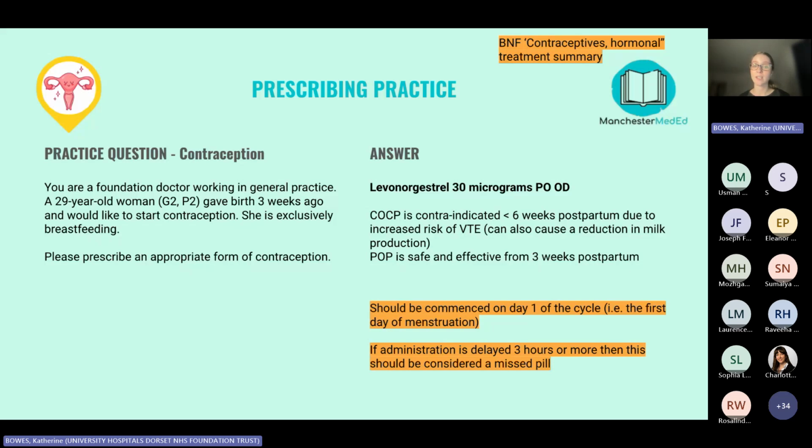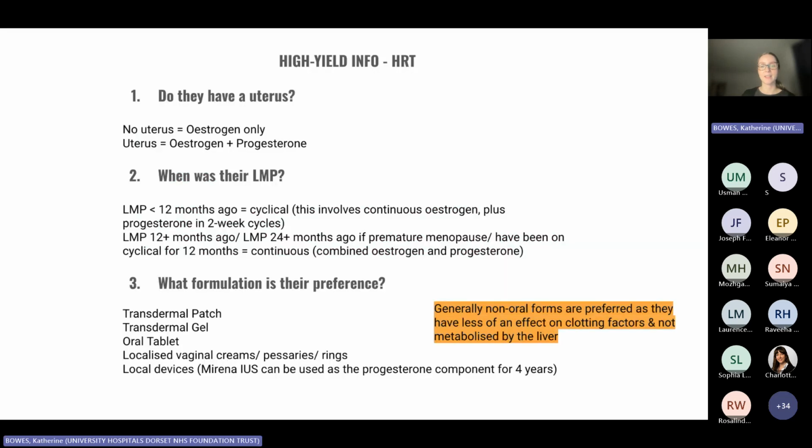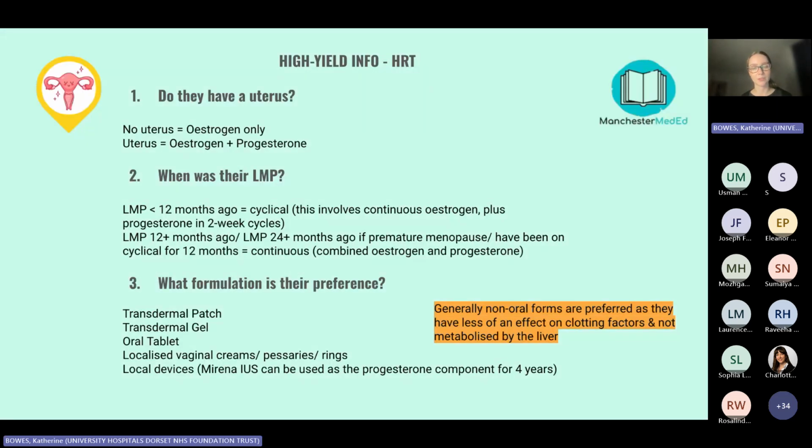In terms of the progesterone pill, just generally, not necessarily in pregnancy, it should be commenced on day 1 of your menstrual cycle, which is the first day of menstruation. And if administration is delayed by 3 hours or more, so you take it 3 hours later than you should have that day, then that's considered a missed pill and to be treated as such. So it has a much shorter window for you to take it effectively. Okay, so that was a little taste of contraception.